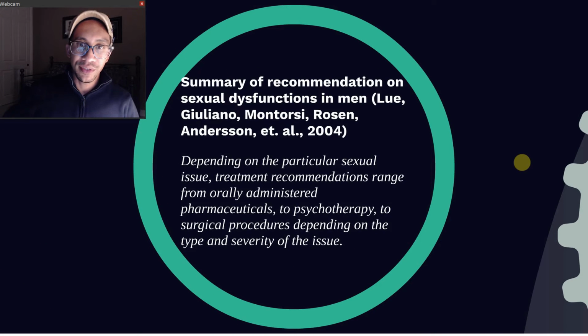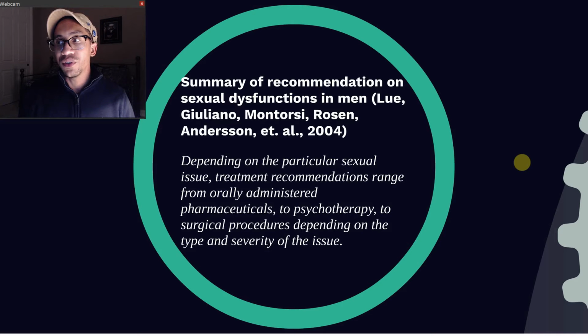Summary of recommendation on sexual dysfunctions in men. Depending on the particular sexual issue, treatment recommendations range from orally administered pharmaceuticals to psychotherapy to surgical procedures, depending on the type and severity of the issue. This is like in other classes where I did GAD, for example, and they have treatment recommendations for GAD: psychopharmaceutical interventions and the different dosages you should give, and if you do psychotherapy, what's the most effective psychotherapeutic technique, and so on. This is pretty much the same, except it's taking it from the medical approach. It doesn't talk specifically about types of psychotherapeutic intervention. It just says psychosocial treatment, and it's expensive, so a lot of people don't want it.